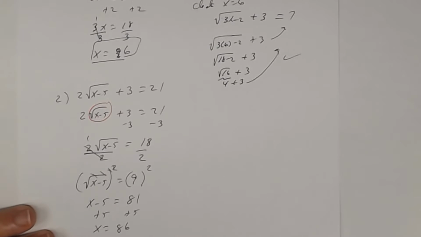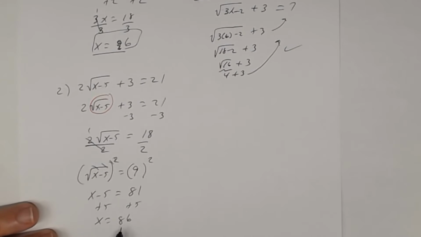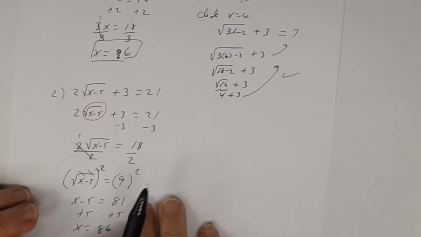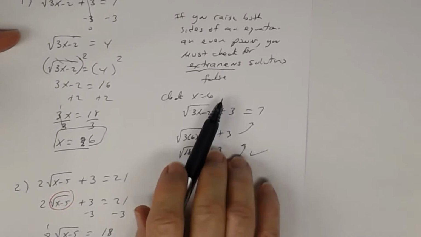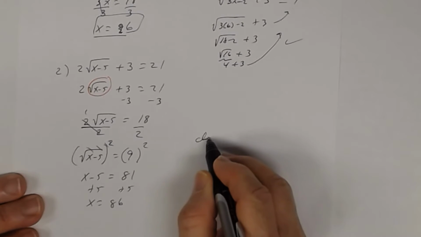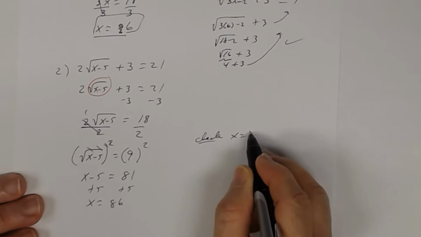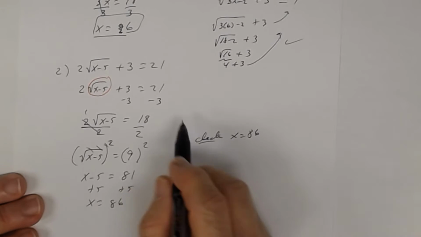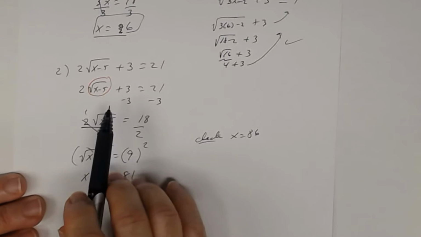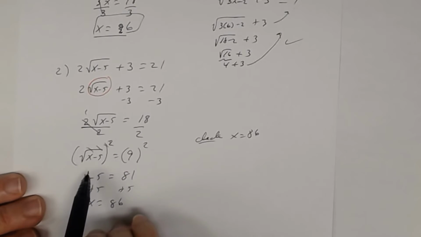All right, so I get x to be 86, but I've got to check, because remember I raised both sides to an even power, so we must check for these extraneous solutions if they exist. So let's check. We go back to the original and check x equals 86. So you go back to the original equation. Remember when I went from a square root equation to a linear equation.